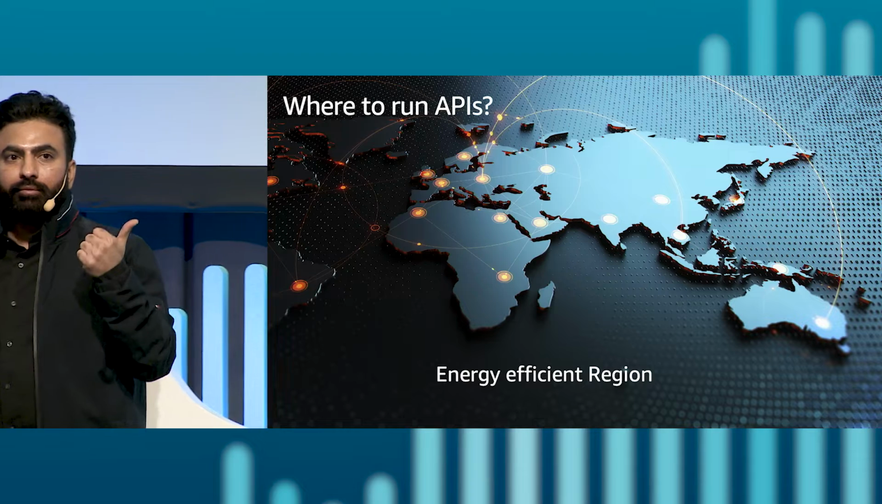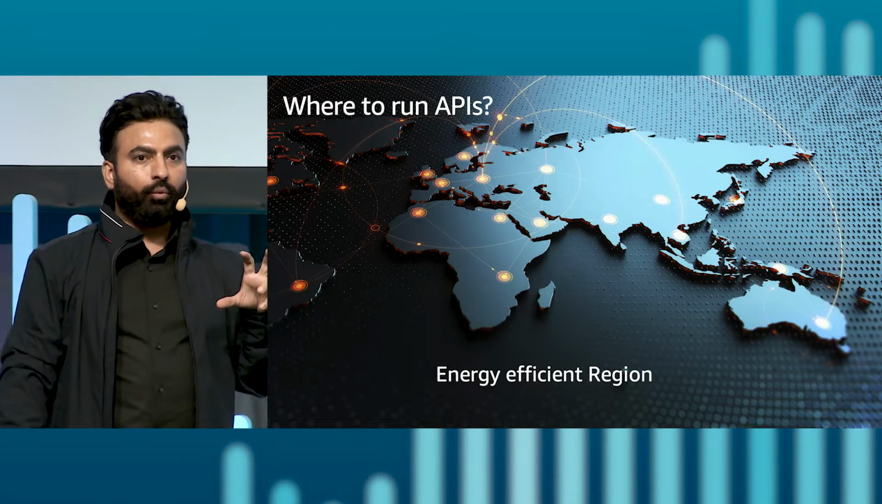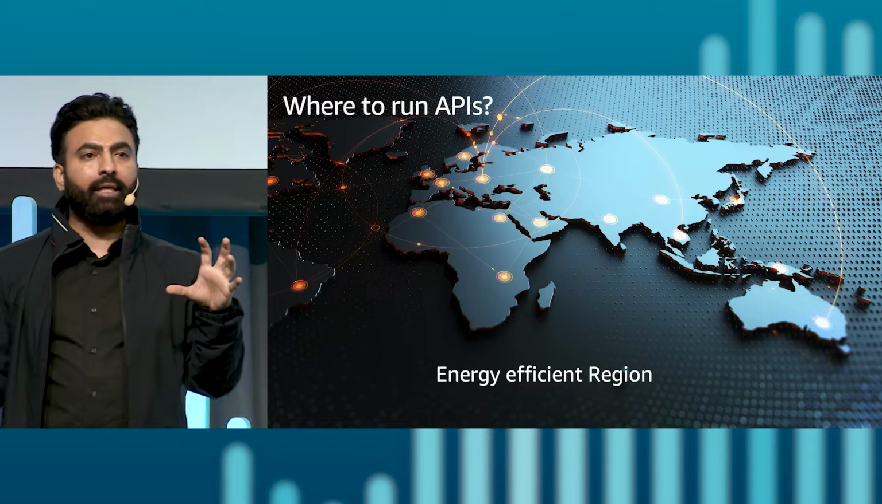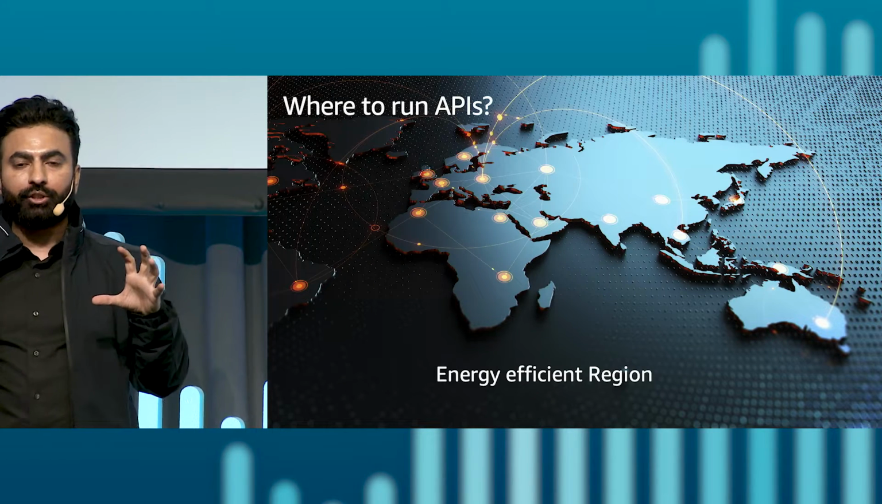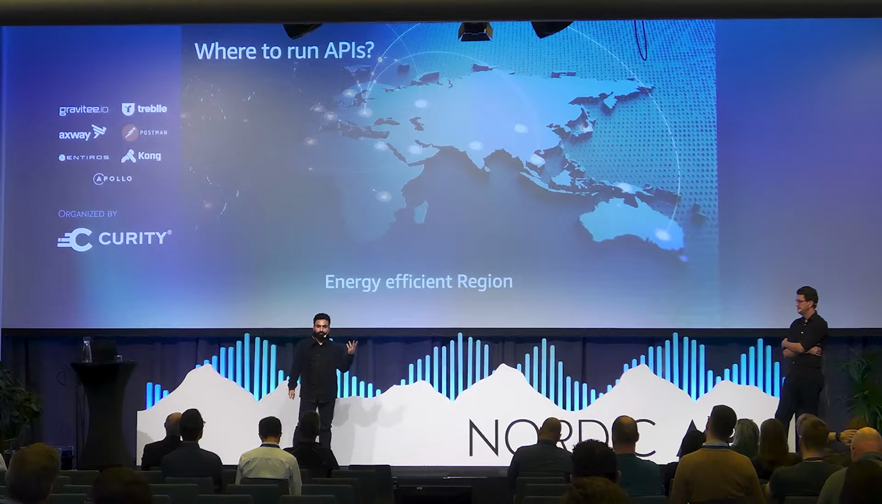And first, the most important thing is, where do you run your APIs? When you develop an API, you're a publisher, how much thinking do you do for deploying your API, like where you are running? Most of the time we are looking at where my customers are coming from, where are all these consumers? But we do not think about the sustainability perspective.